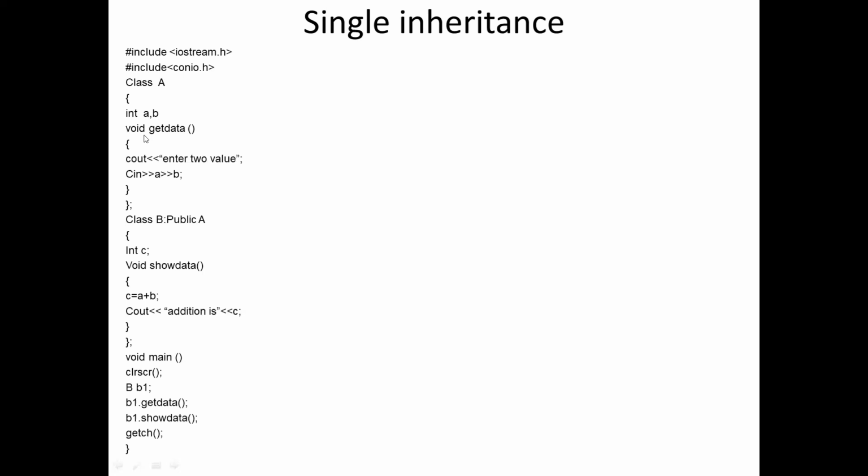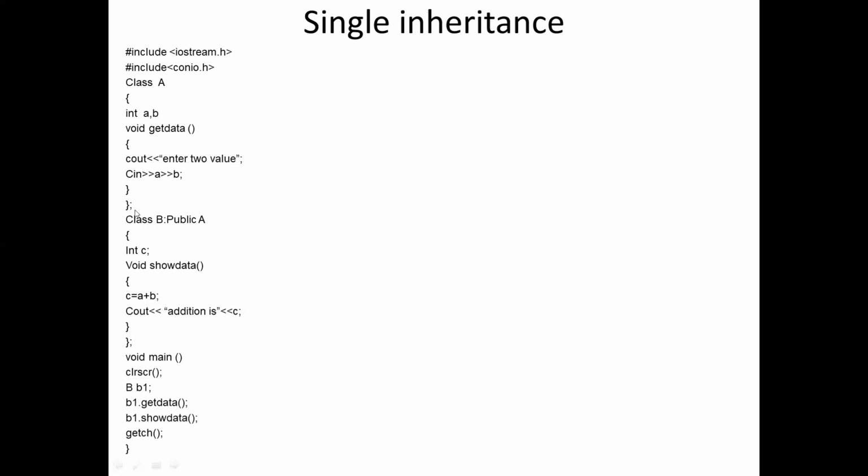Here we create one function called void getdata. Inside getdata, we take the values of a and b. We request that two values a and b be entered. We terminate this function getdata, and we also close class A. So basically, in class A, we have created one member function called getdata, which takes input from the user, which will be the values of a and b.